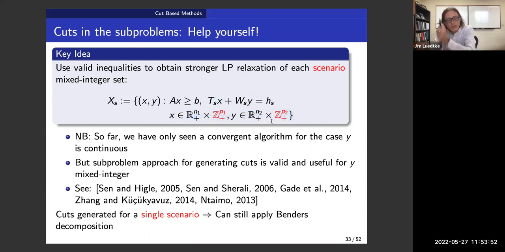So notice, in terms of this Benders algorithm, I only talked about Y being continuous, but in terms of these types of cuts, it makes a lot of sense to try to do this when Y has integer variables. So we're going to think about that case here for a second.